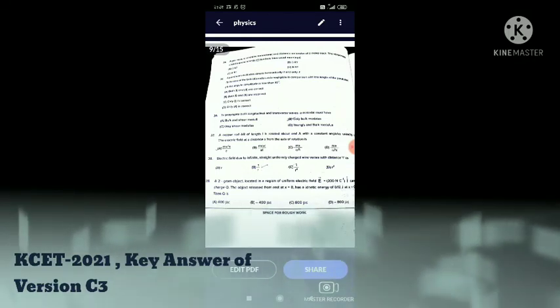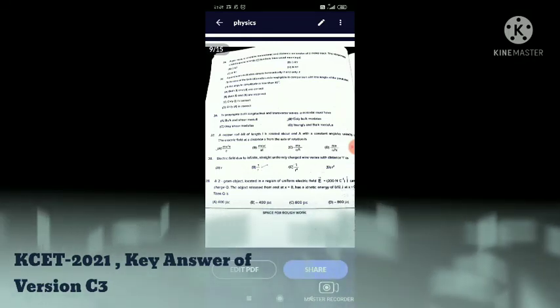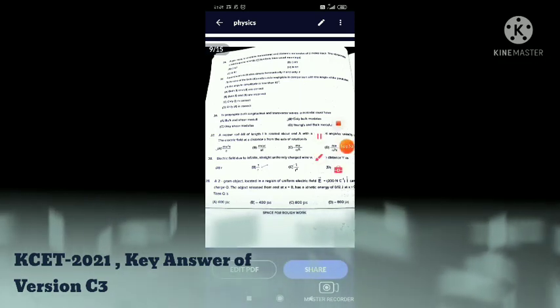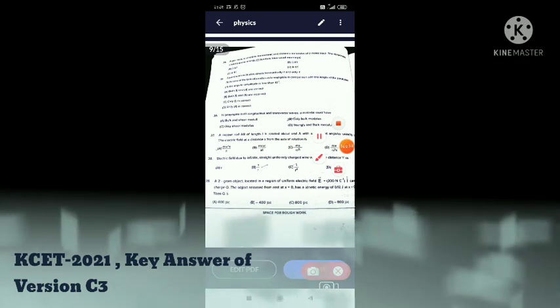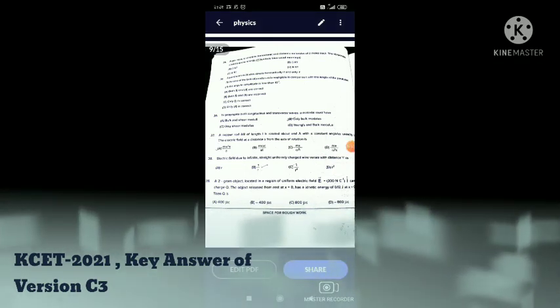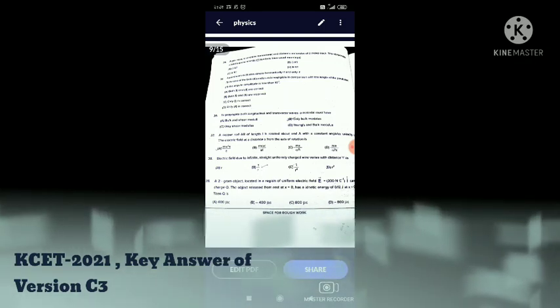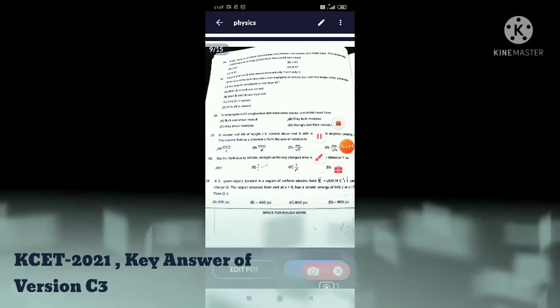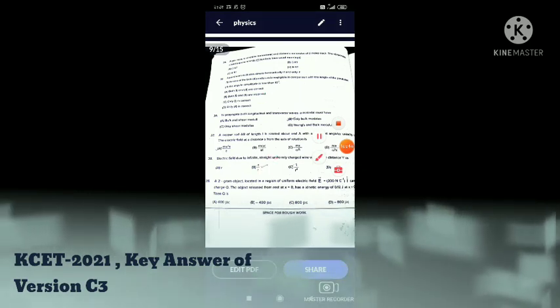contains monoatomic and diatomic molecules of 2 moles each. The mixture has a total internal energy of. The correct option is option A. Next we will move to the 35 question. A pendulum oscillates simple harmonically if and only if. The answer is C. Next 36.